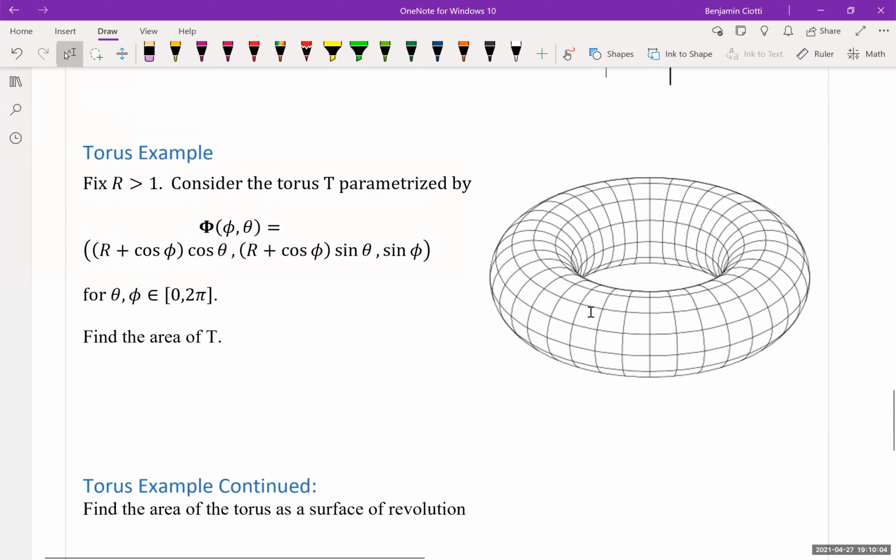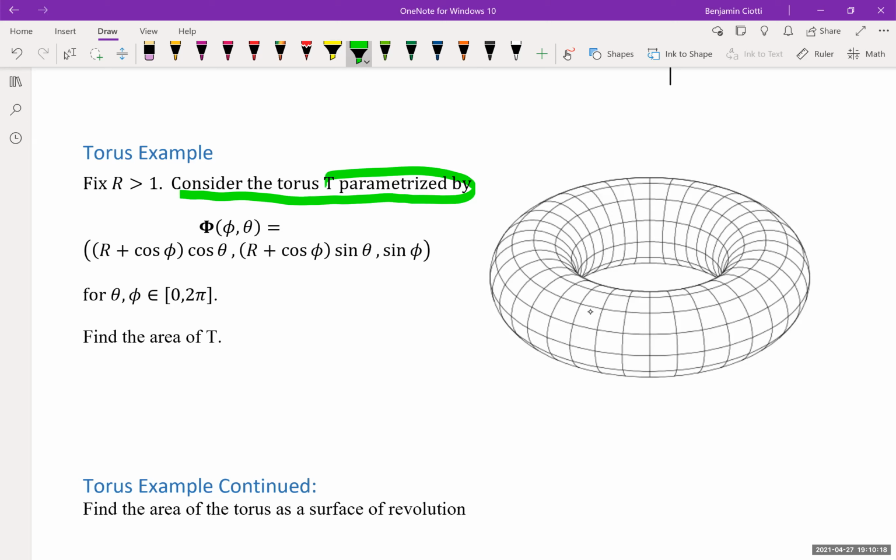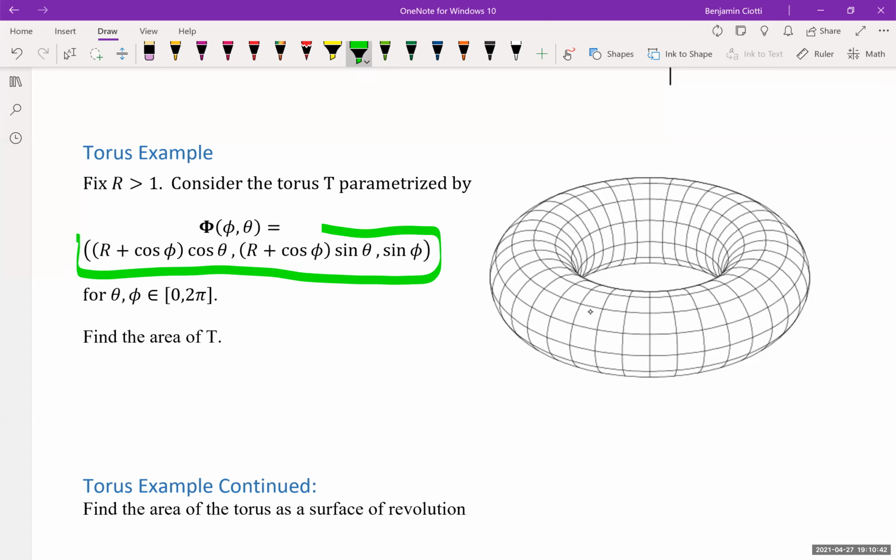So here's an example for the area of a torus, okay? For starters, fix some number big R, which is greater than 1. Consider the torus T, which is parametrized as follows. The map phi is a function of little phi and theta, and it's given by (big R plus cos phi) times cos theta, (big R plus cos phi) times sine theta, and sine phi. So I had to look this up, but this is the parametrization of a torus, at least one way to parametrize a torus.